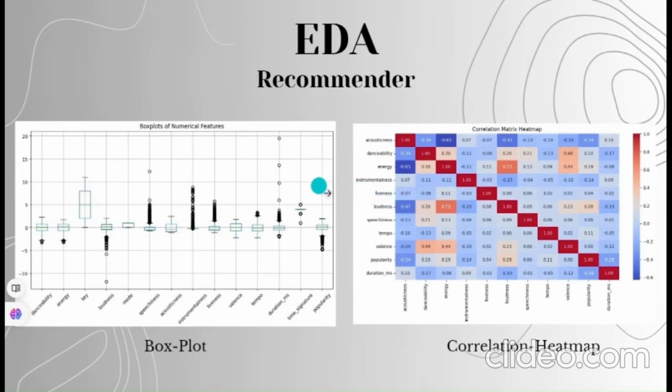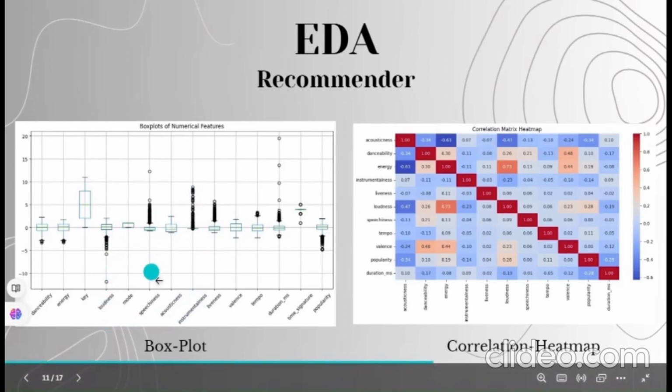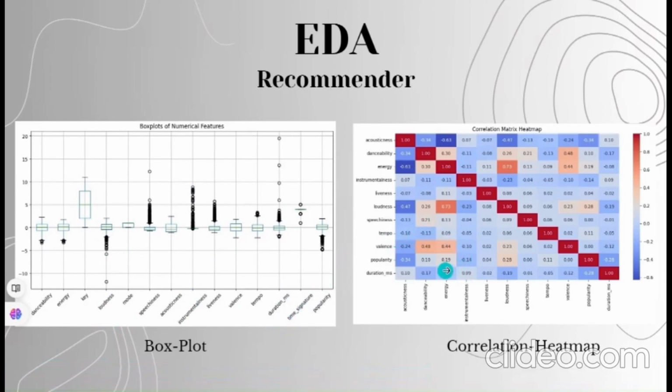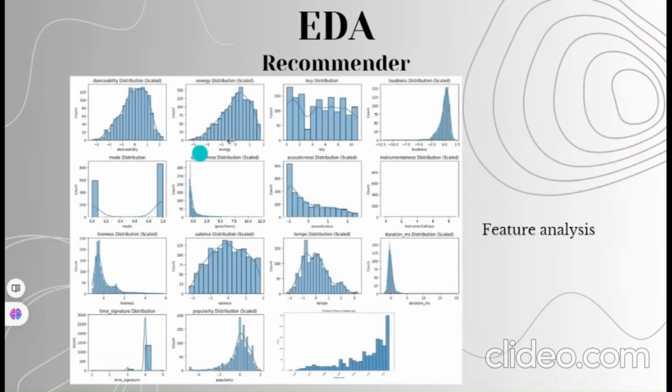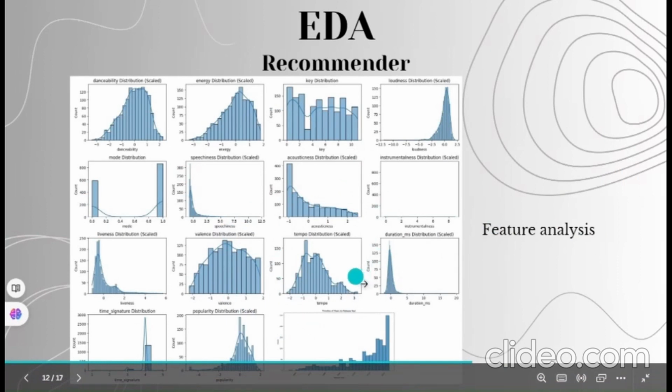Here we did some of the feature analysis. Here all the values are scaled in the box plot. We can see that instrumentalness, loudness, liveness, and duration_ms have some outliers. We will talk about it in the next slide. Second is a correlation matrix heat map. So this is our main feature analysis.